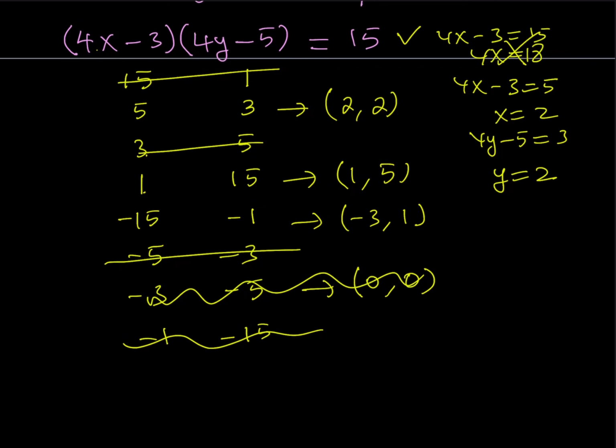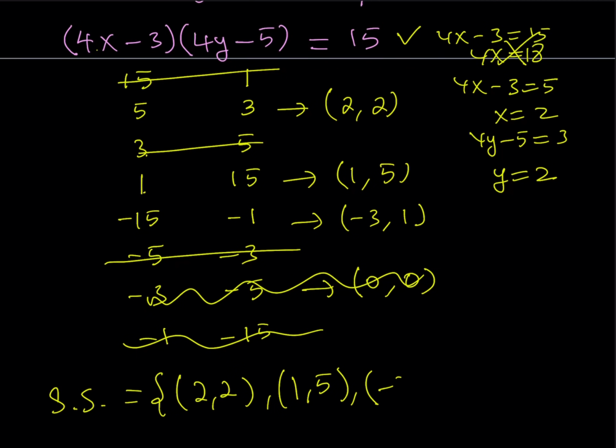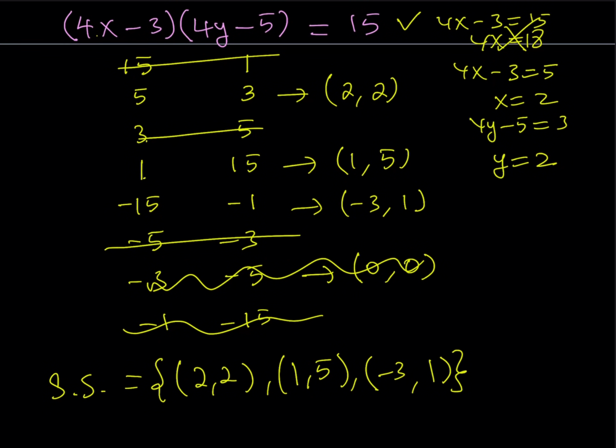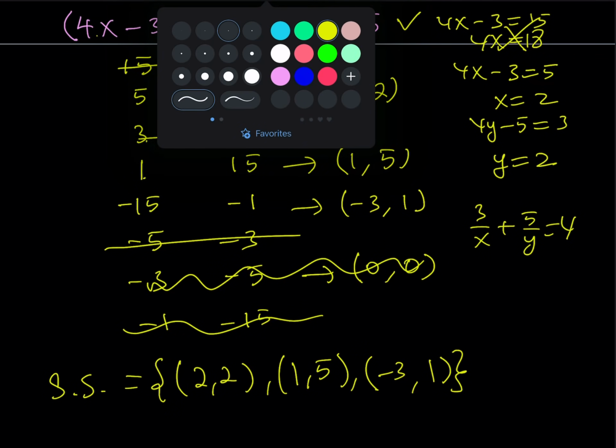Let's go ahead and write those together, and I'll show you how they work, but let's write the solution set first. So my solution set is going to be made up of the following. (2, 2) is going to be a solution, (1, 5) is going to be a solution, and (negative 3, 1) is going to be another solution. So if you remember what the original problem was, 3 over x plus 5 over y is equal to 4. So you can substitute these values. For example, if x and y are both 2, then you get 3 halves plus 5 halves, which is 8 halves, which is equal to 4. So you're going to notice that these values actually satisfy the system.